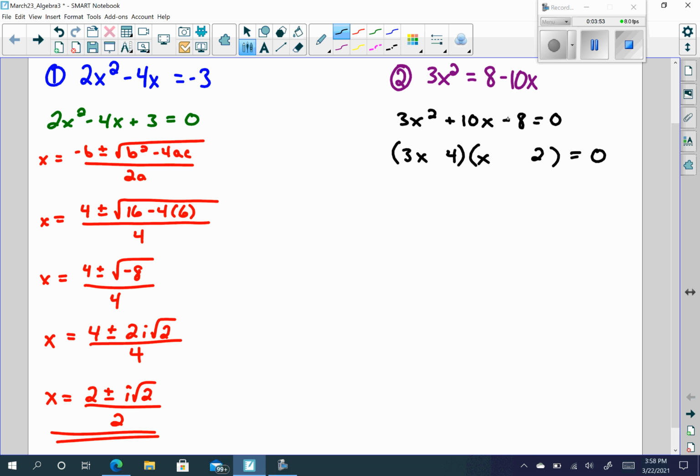Now my signs have to be different, and I need to end up with a positive 10. So this is going to give me a 6x on the outside and a 4x on the inside. And that will get me to a 10x if my signs were the same, but they're not. They have to be different. So that means I need to subtract to get a 10x.